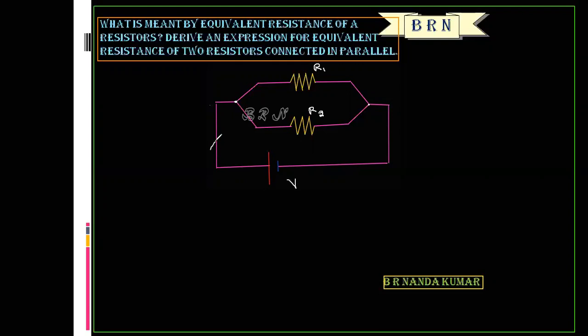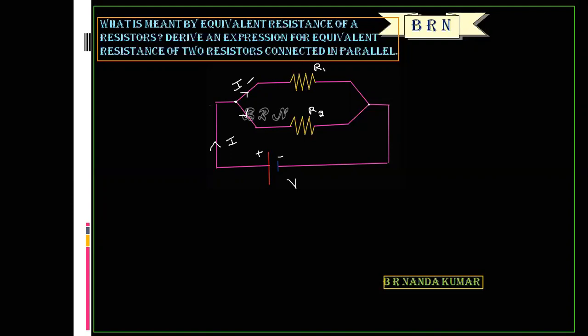So I is the main current, which is always drawn from the positive terminal of the battery. Actually, this is the junction. Junction means a point at which two or more conductors meet. So at this junction, the current is divided into two parts. So actually, this is a current divider circuit.